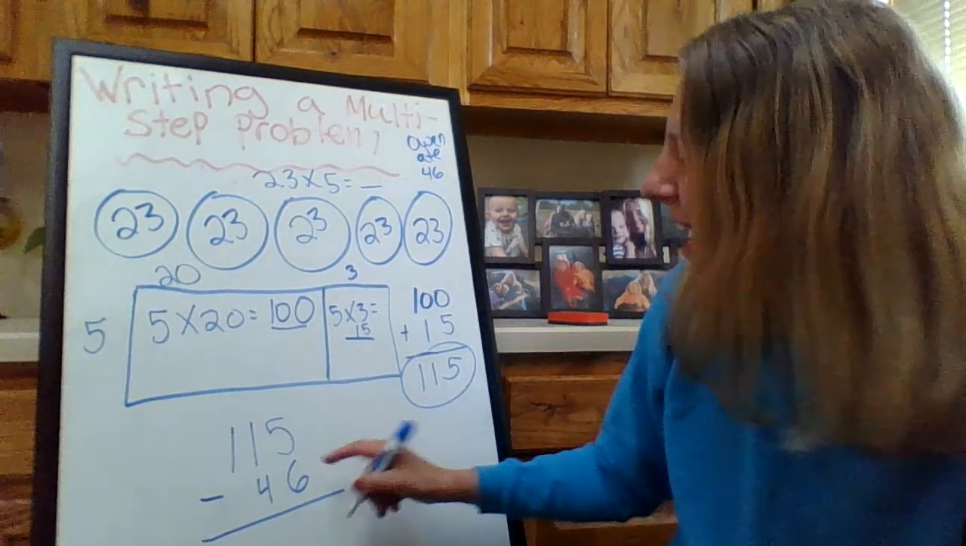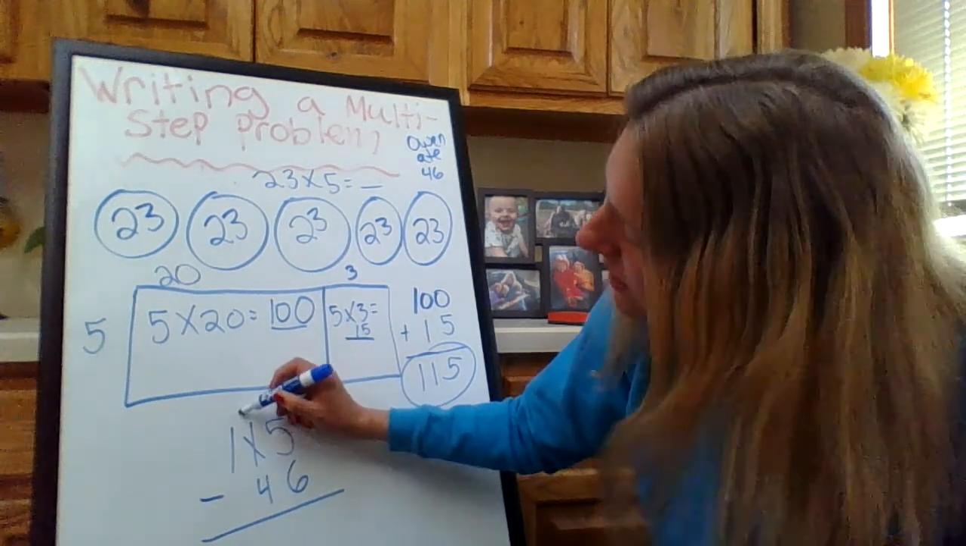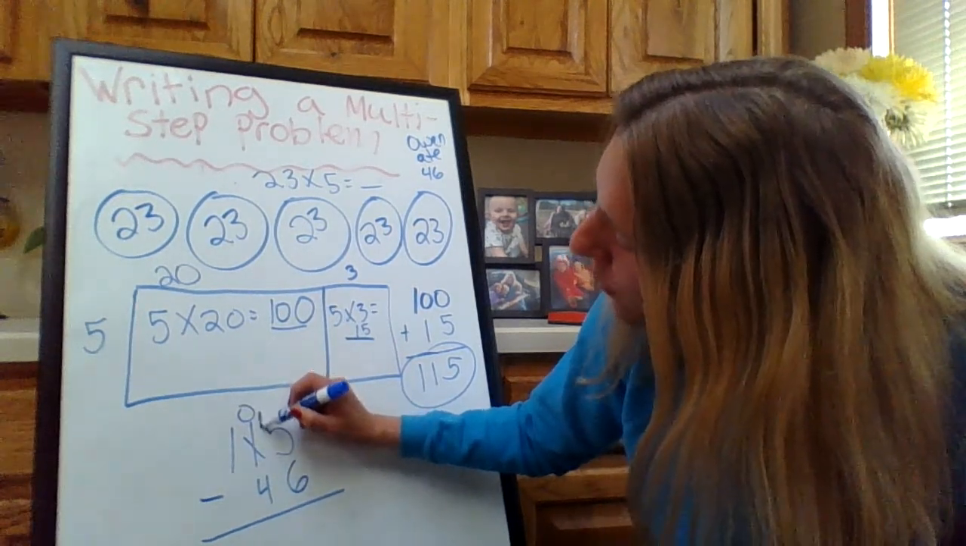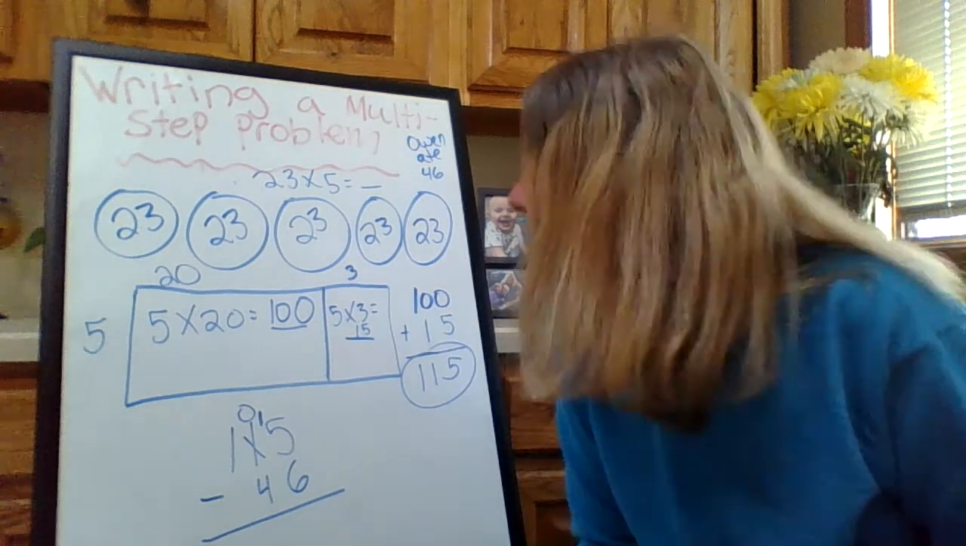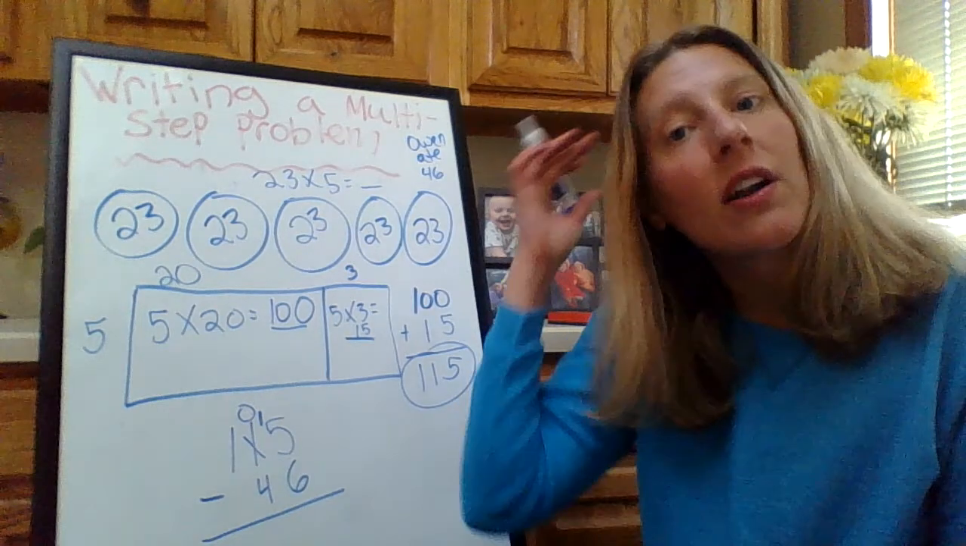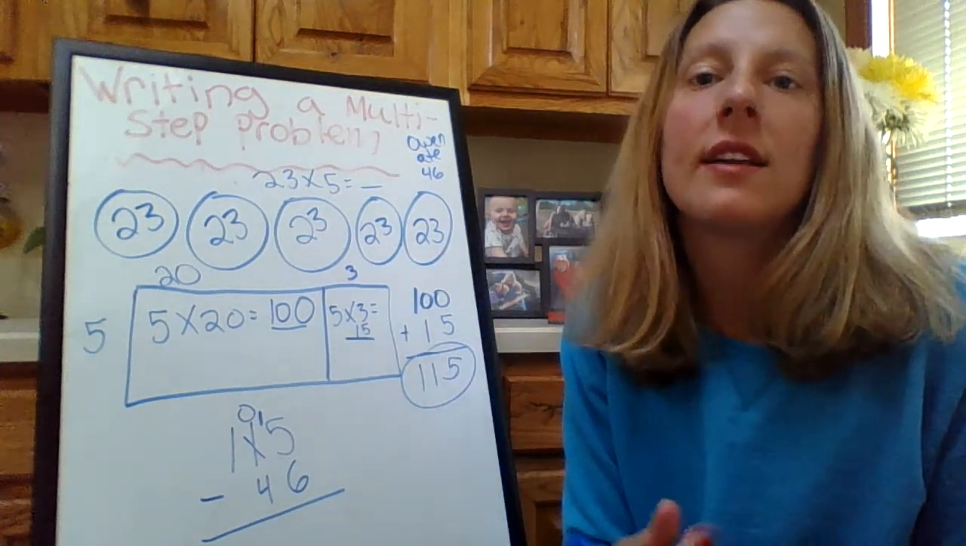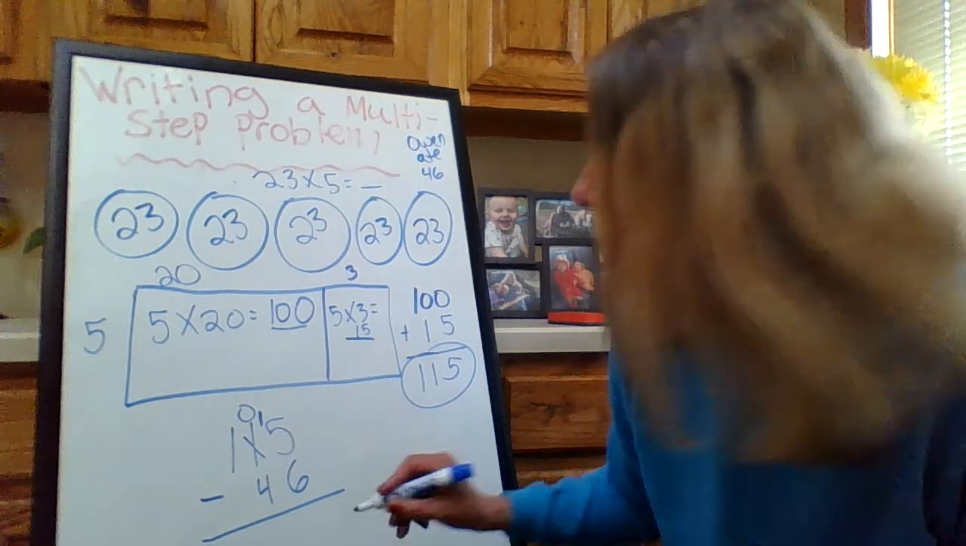So I can't subtract 6 from 5, so I'm going to borrow. Cross off the 1, make that a 0. Carry the 1, and then we have 15 minus 6. Okay, so we can put 6 in our head and then count up. So 6, 7, 8, 9, 10, 11, 12, 13, 14, 15, which is 9.